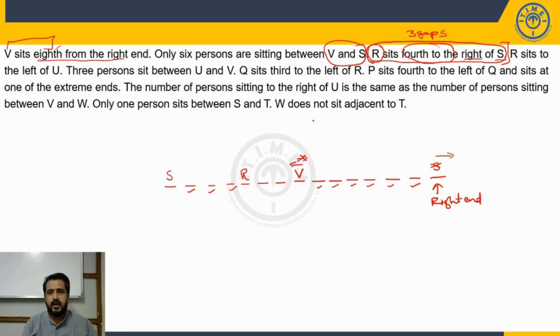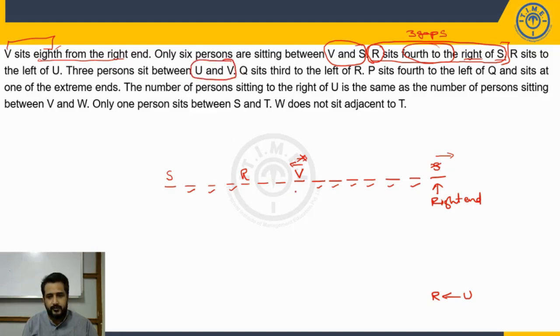Next, what is given? R sits to the left of U. So this R is left of U, but it is not mentioned whether it is immediate left or second left or third left. So keep this aside. R is to the left of U. And it is also mentioned that 3 persons sit between U and V, but it is not mentioned whether U is to the left of V or U is to the right of V.